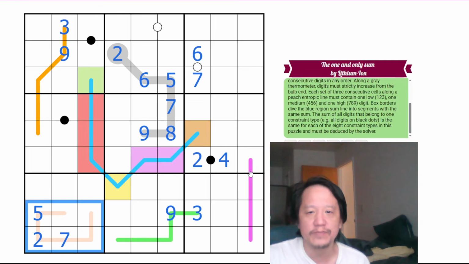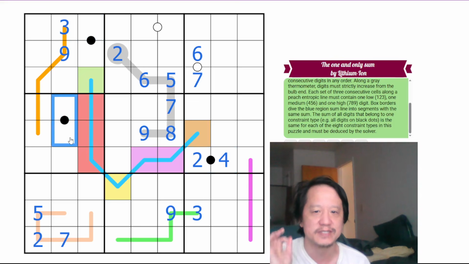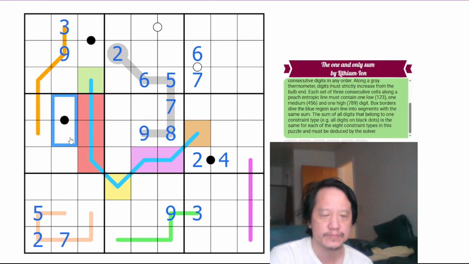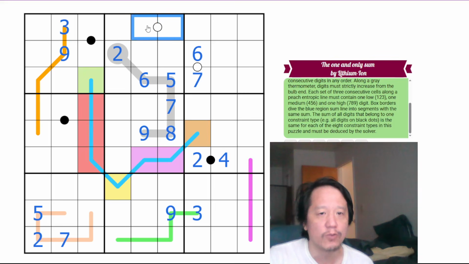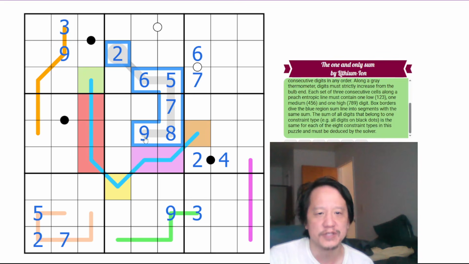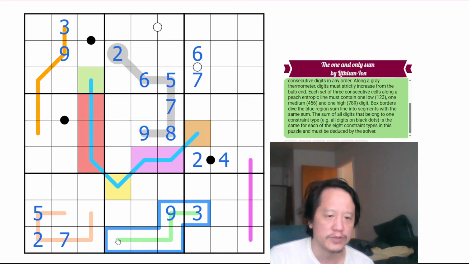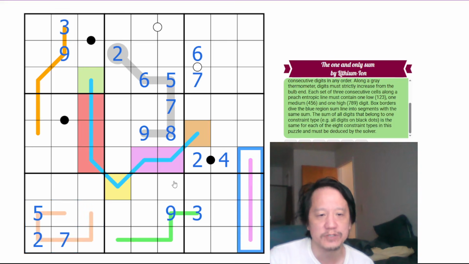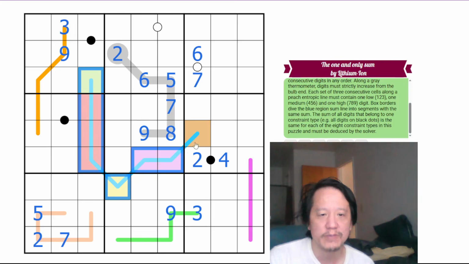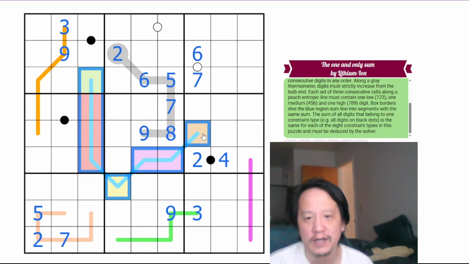And all of them, so all the digits per rule set must sum to the same sum. So all the digits next to a black Kropki dot must sum to the same sum. All the digits in a white Kropki dot must sum to the same sum. All the digits on the thermometer must sum to the same sum. All digits on the Whisper 5 line must sum to the same sum, as must the Whisper 4 line, as must the Entropic line, as must the Renban line, and as must the region sum line.